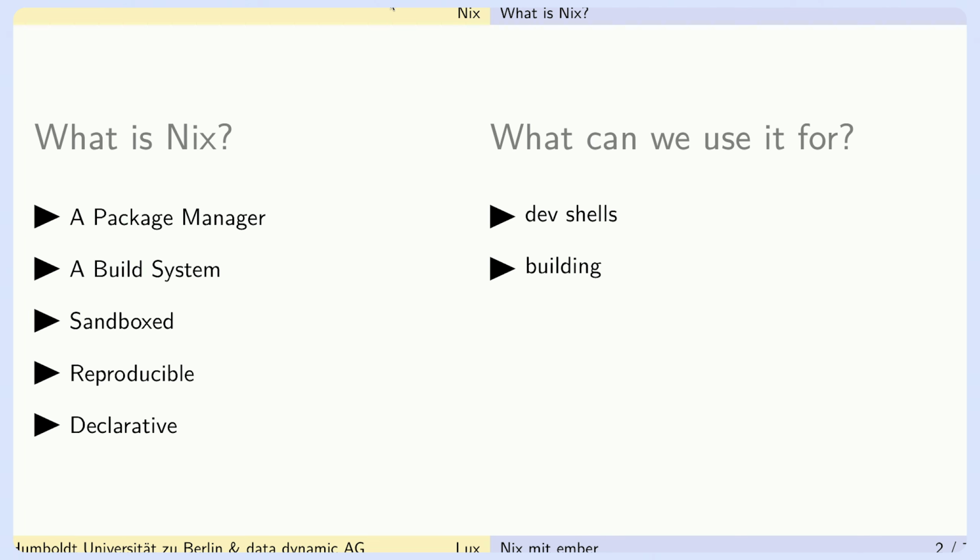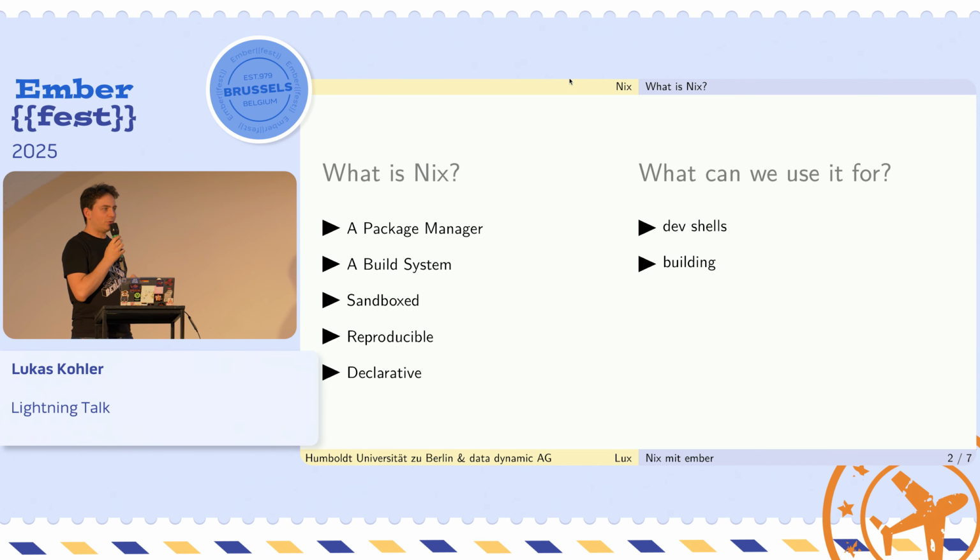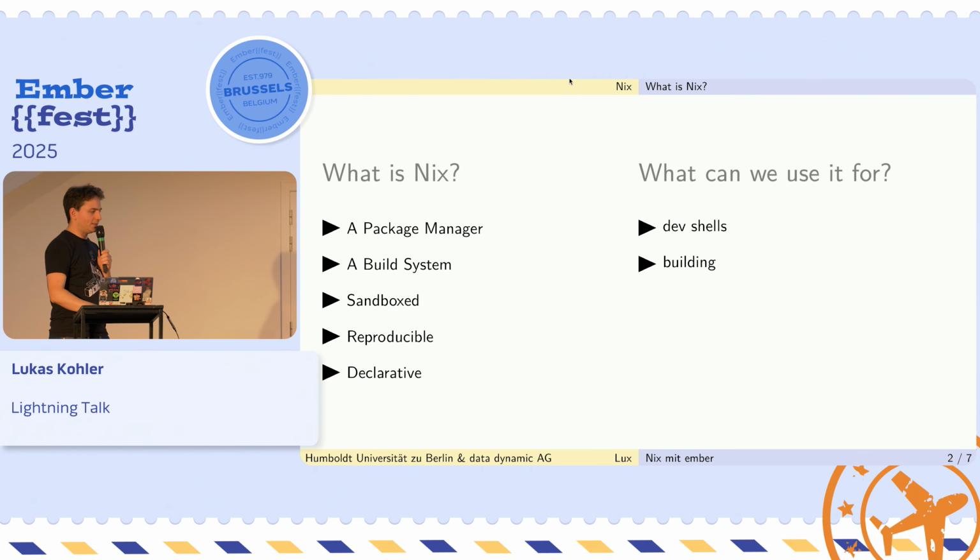So what can we use it for? We can use it to build our apps, and we can use it to build dev shells, where all the stuff that we need to build our apps is installed, for example, the right node version. Things like that can be very useful with Nix.